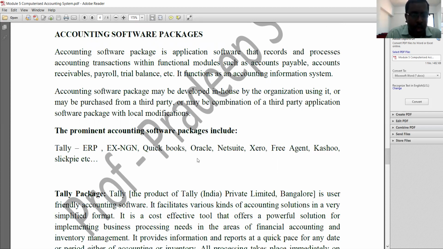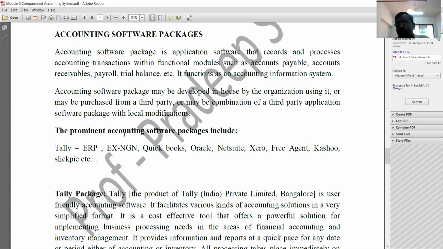Okay, an accounting software package is application software that records and processes accounting transactions within functional modules such as accounts payables, accounts receivables, payroll, trial balance, etc. It functions on accounting information system. Further, accounting software packages may be developed in-house by the organization using it, or may be purchased from a third party, or may be a combination of third party application software packages with local modifications. Fine. What you people should remember here is what all accounting softwares we are using in the field of accounting. Just remember prominent accounting softwares.